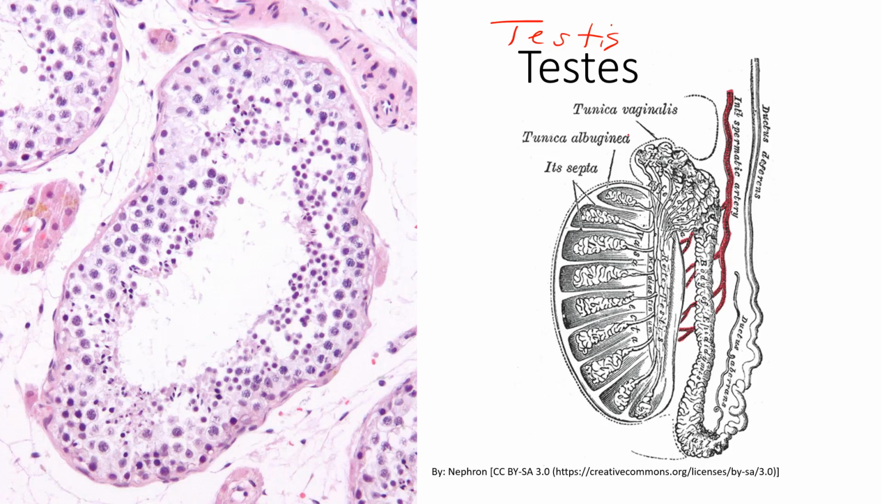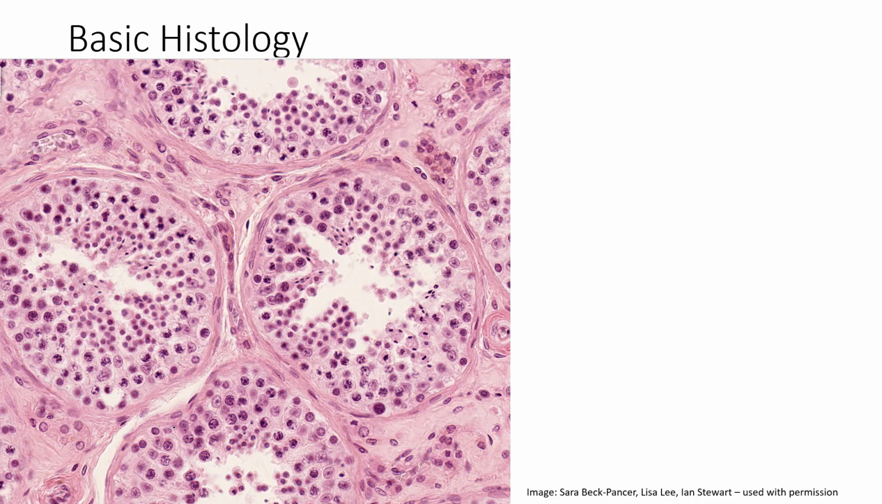And the testes contain these little compartments full of tightly coiled tubules called the seminiferous tubules, which is what we're seeing over here on the left-hand side of the screen in cross-section. So what I want to do now is zoom in on a section of testis and look at the general histology of the testes.